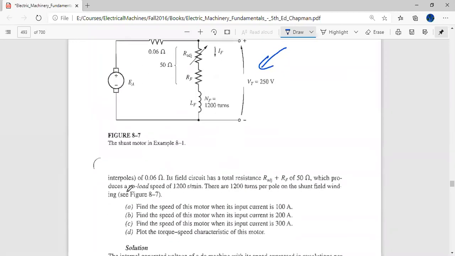So we must read the question. This is the no load speed of 1200 RPM, and when we put on the load of 50 horsepower, the speed will go lower. Okay, so what else does it say?